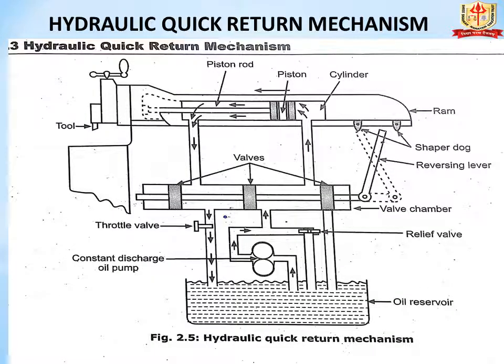Now we study the third type of quick return mechanism, the hydraulic quick return mechanism. Hydraulic drive of ram consists of a hydraulic pump, valve chamber, a cylinder and piston. A cylinder is placed inside the ram. Piston rod is bolted to the ram body.